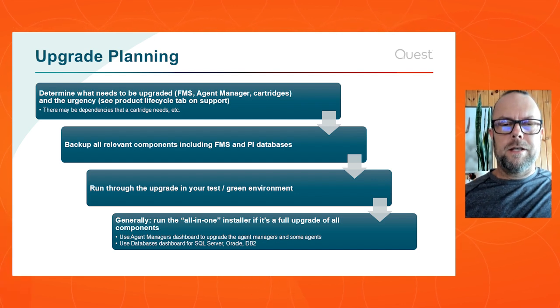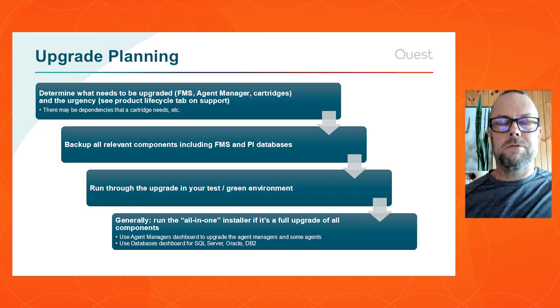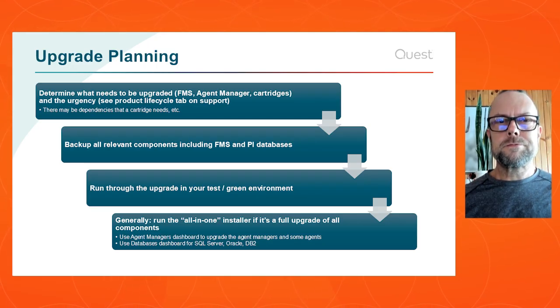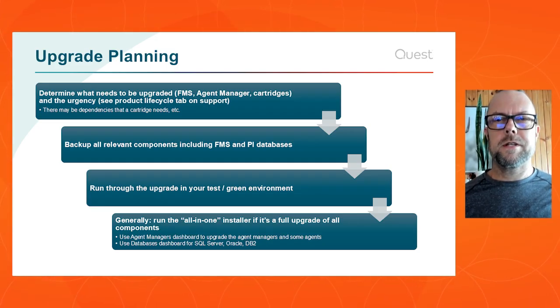And then if we're looking at upgrading Foglight for databases, I do this in my lab all the time. I just run the all-in-one installer. So it upgrades all components. You use the agent manager's dashboard to upgrade the Foglight agent managers. Some agents you also upgrade from that dashboard. If you're running SQL Server, Oracle, or DB2, you'll want to use the databases dashboard to do that. It's got a wizard, it steps through the process. There's some additional updates it does to the PI repositories, and that's the way to go.